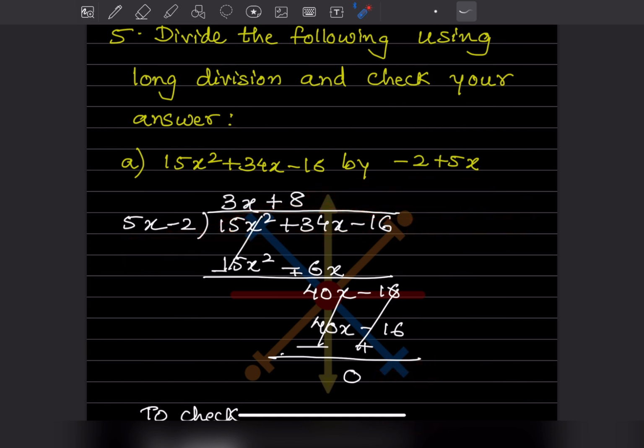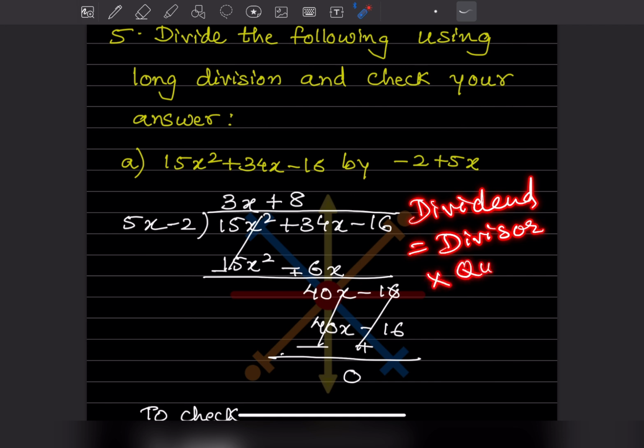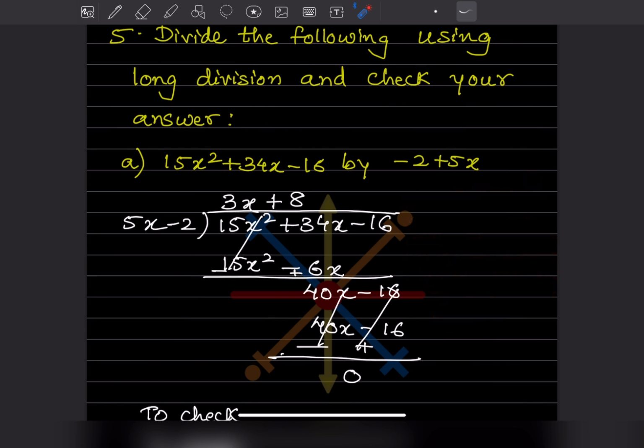So you have the formula, that is dividend is equal to divisor into quotient plus remainder. This you should know. So now let us see first. This is the dividend and this is the divisor. So you will take the first term of it.